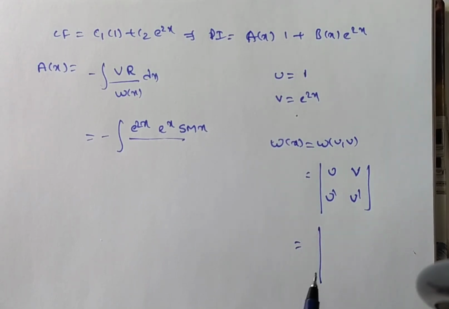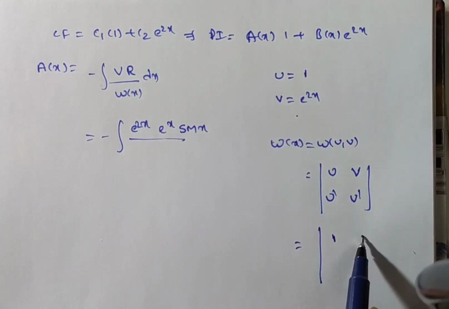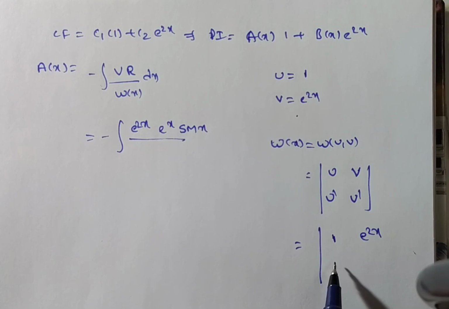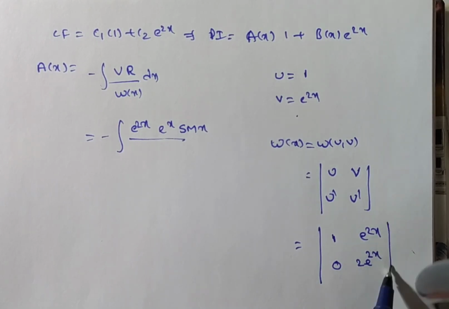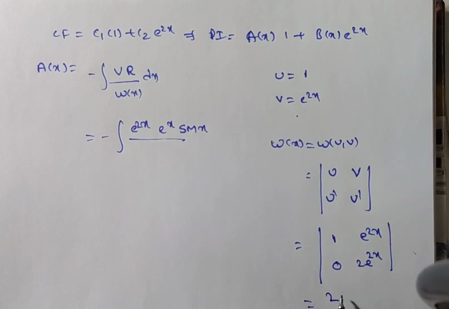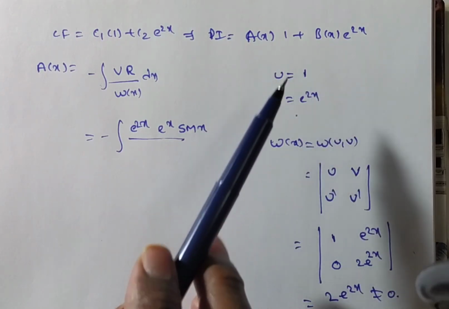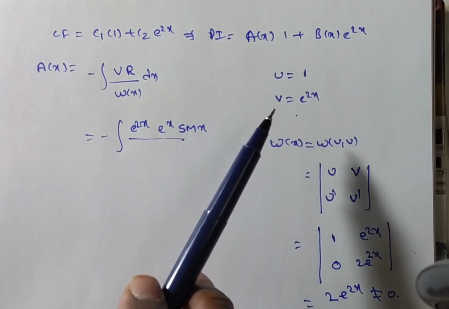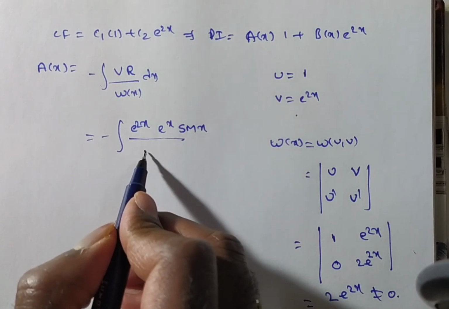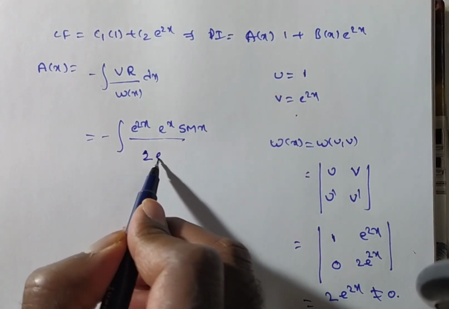Okay, now you see u is equal to 1. V is equal to e power 2x. Now u dash, the derivative of 1 is 0, the derivative of e power 2x is e power 2x into 2. So if you simplify, then you will have 2 into e to the power of 2x, which is not equal to 0. Why we are getting not equal to 0 means u of x and v of x are two linearly independent solutions, so w of x is equal to 2 e to the power of 2x.